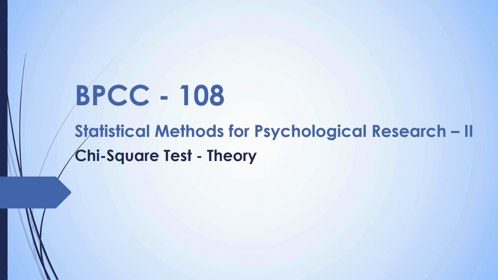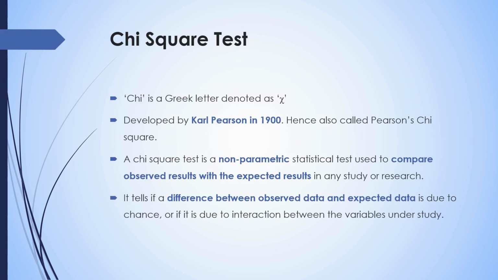I'm back with a new video, this time on the theory part of the chi-square test. So let's dive straight into it. What is chi-square test? Chi is a Greek letter denoted by this symbol. So we can also write chi-square test as chi-square and test.